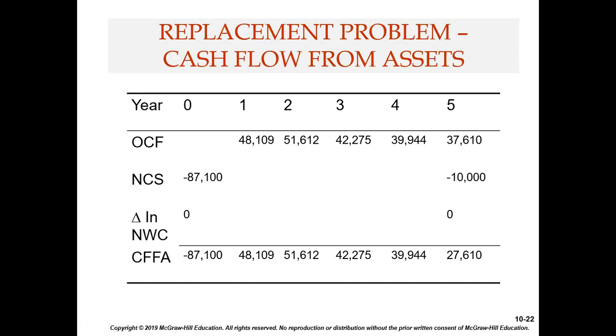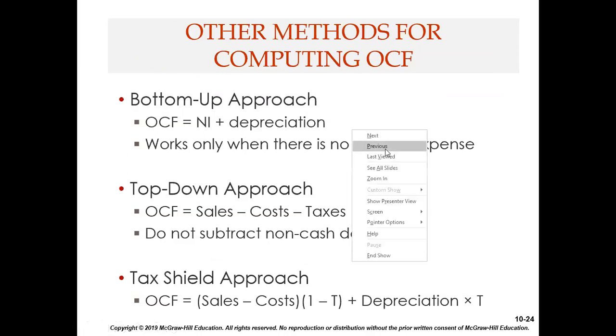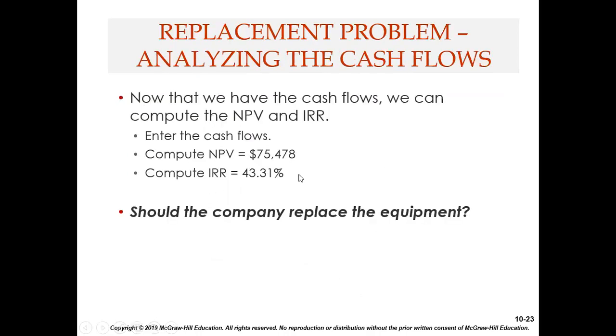Now we could do either a net present value analysis or an internal rate of return analysis to determine should we replace this asset, this equipment, or not. Let's take a look. So if we compute the net present value on those cash flows, we will get a net present value of 75,478 and an internal rate of return of 43.31%.